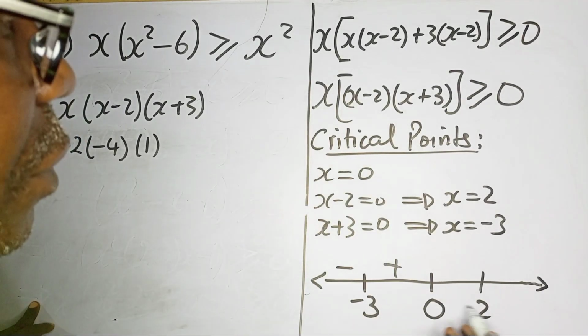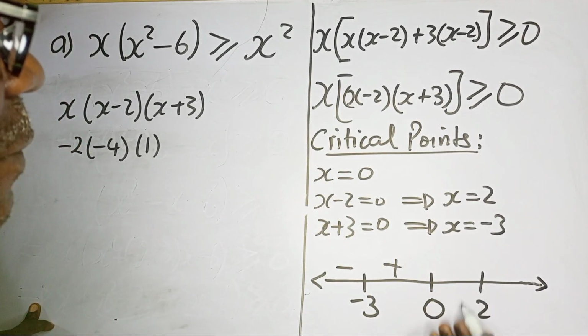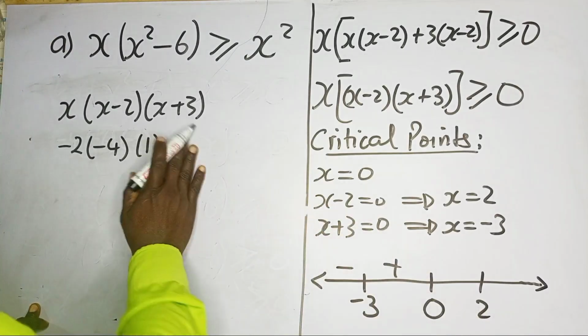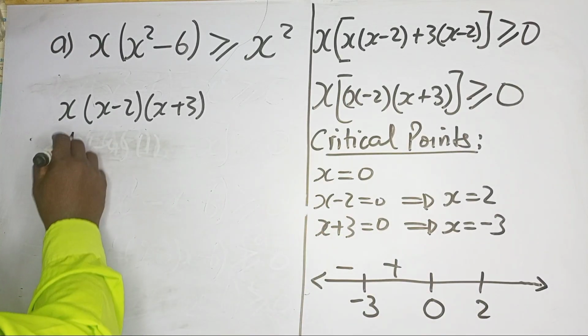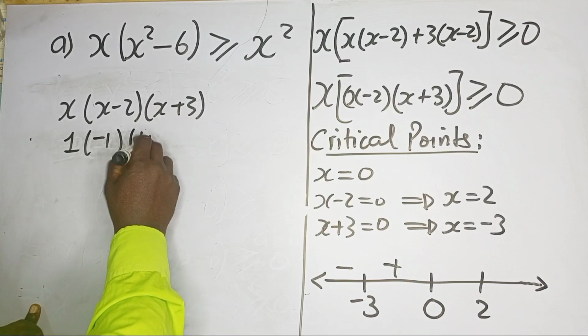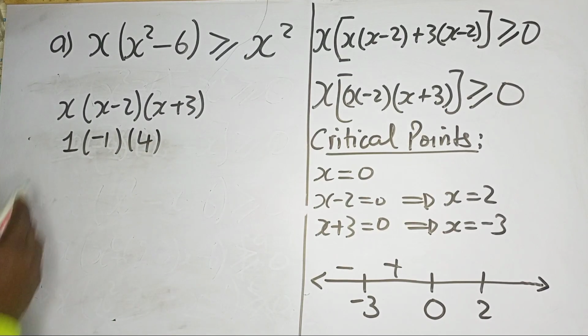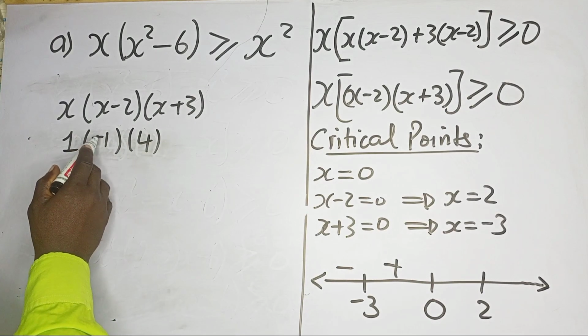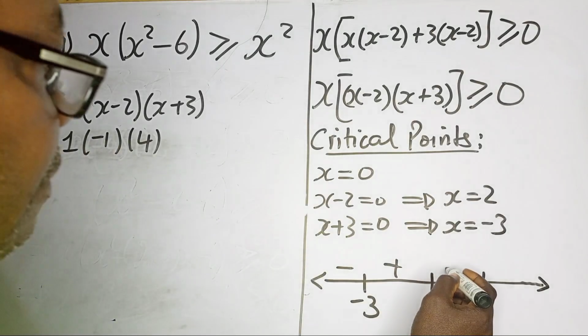We take a value between 0 and 2. +1 is found in this zone. We'll carry out the same analysis. +1, 1 minus 2, -1, 1 plus 3, +4. We are interested only in the sign. Positive multiplied to negative, negative, negative multiplied to positive, negative.